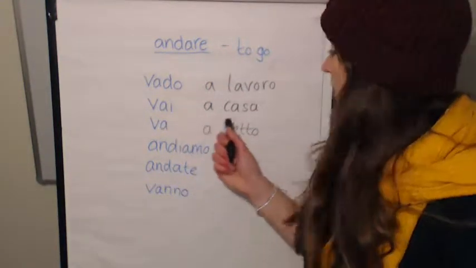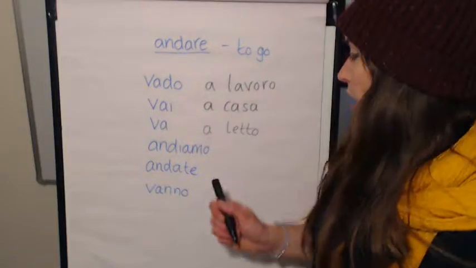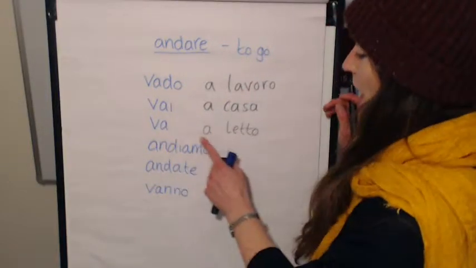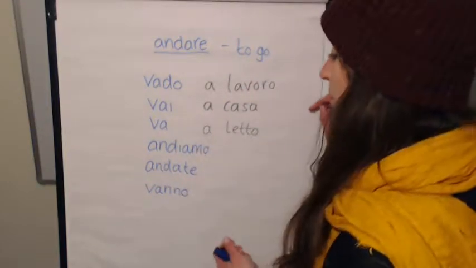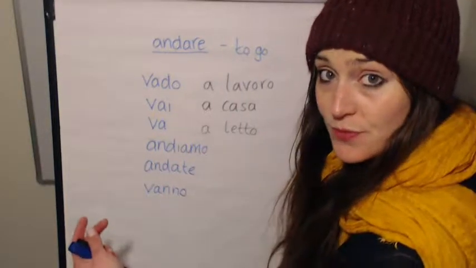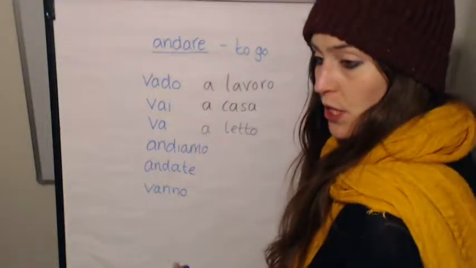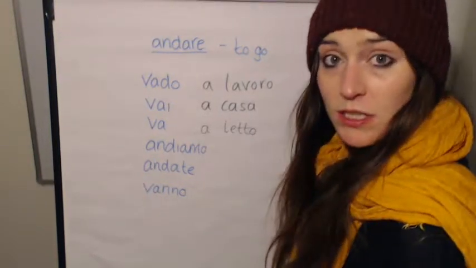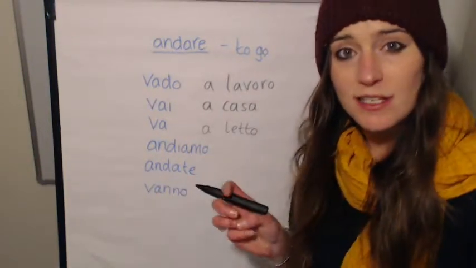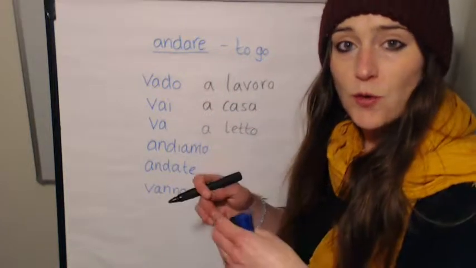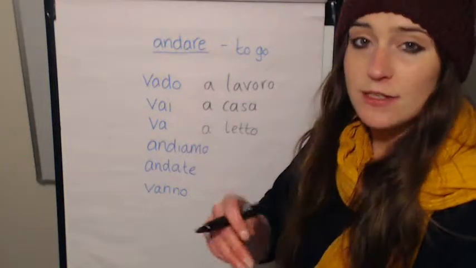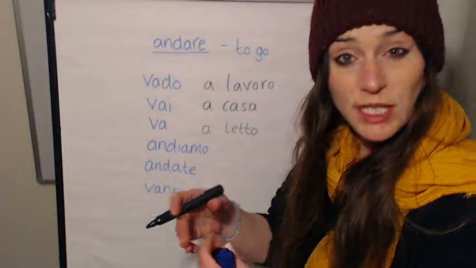You are going home or to the house. He or she, va a letto, is going to bed, or goes to bed. Andiamo, so that means we are going, or we go. Remember, there's the 2 forms of present tense in English. There's the we go, we like, we eat. That's maybe for things that you do habitually.